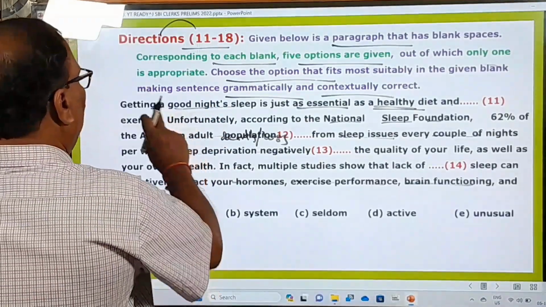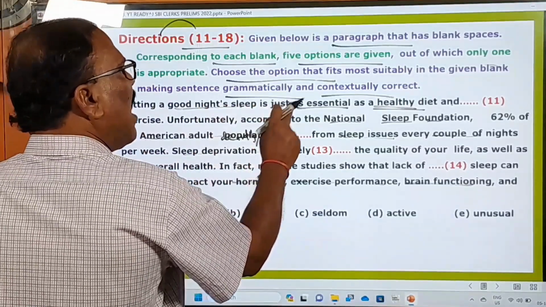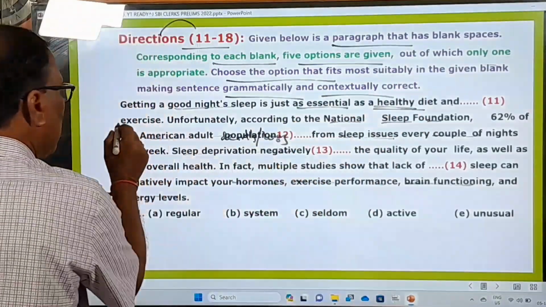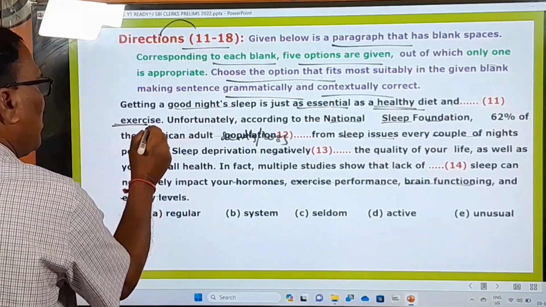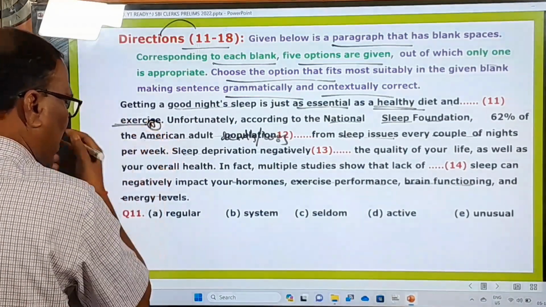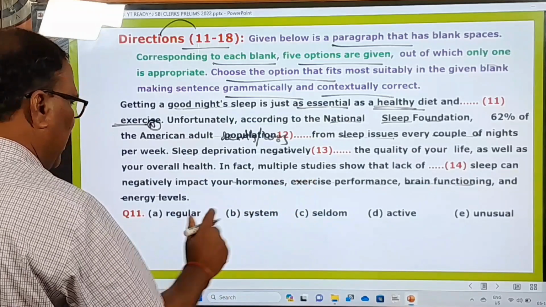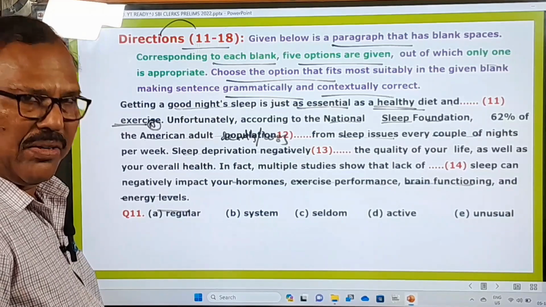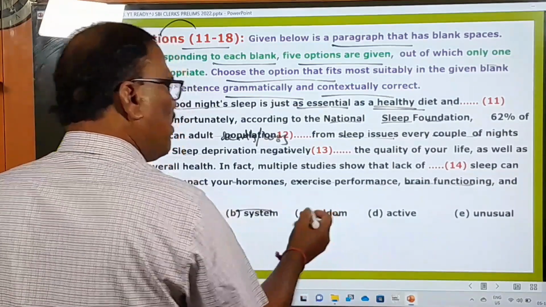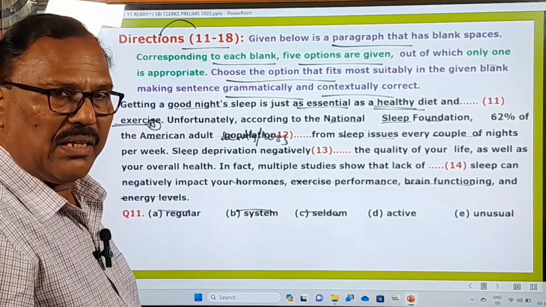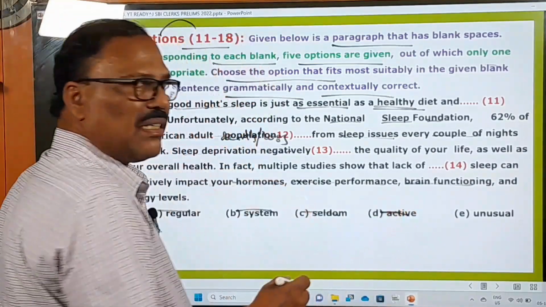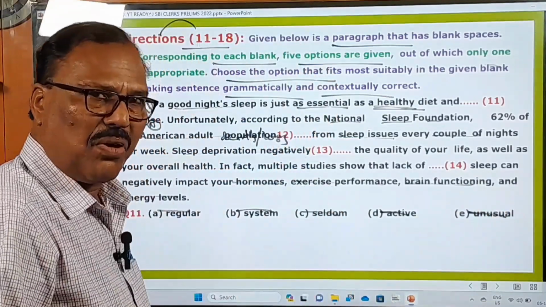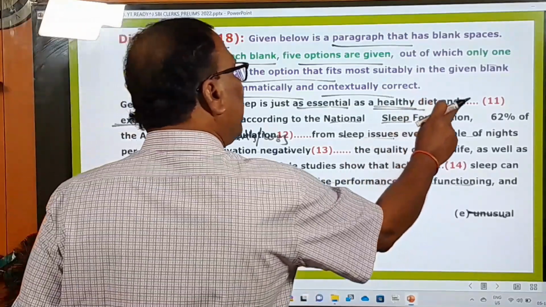First blank: getting a good night's sleep is just as important as a healthy diet, and dash exercise. What is there after this blank? Exercise, which is a noun. Let us see the words given here: regular, which means methodical, orderly; system, which means network; seldom, which means rarely; active, which means vigorous or lively; unusual, which means extraordinary. You know the meanings of all these words. Which word will fit in this blank?